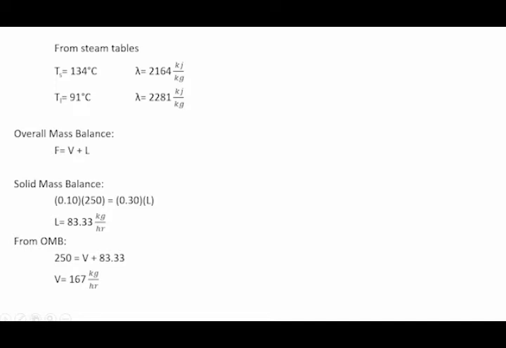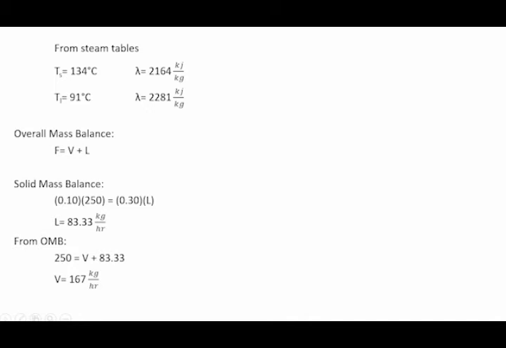To get the mass of concentrated liquid produced and the vapor produced, we will do a mass balance equation. Starting with the overall mass balance equation, wherein the feed F is equal to evaporated water V plus the concentrated liquid L, followed by the solid mass balance.